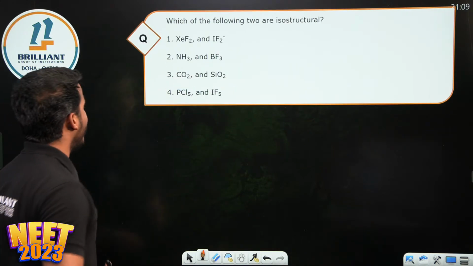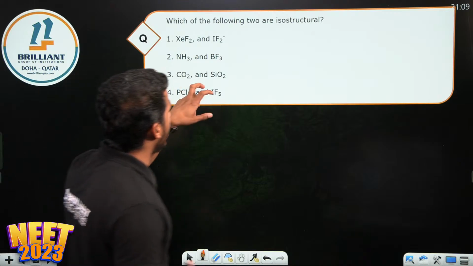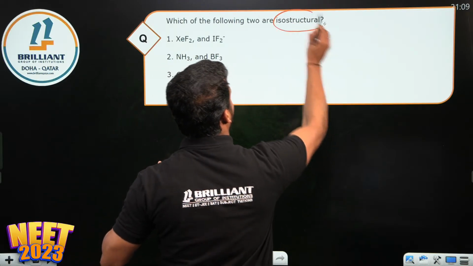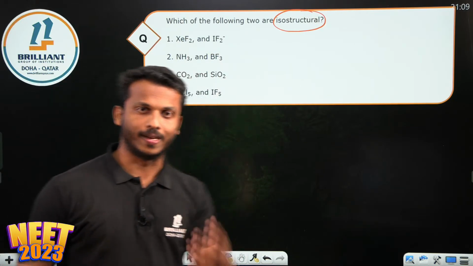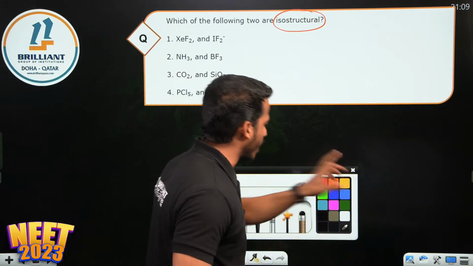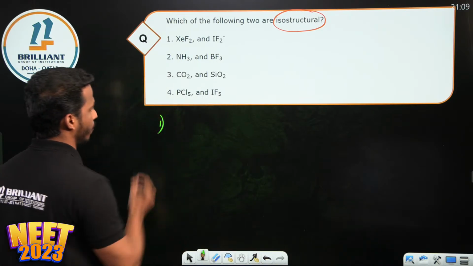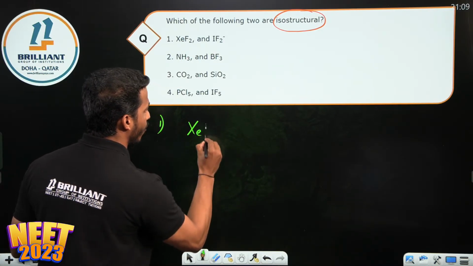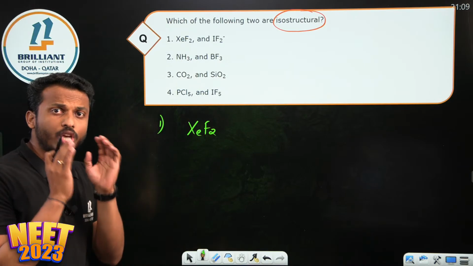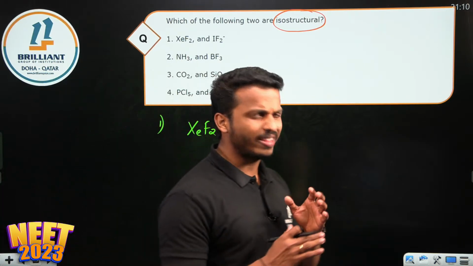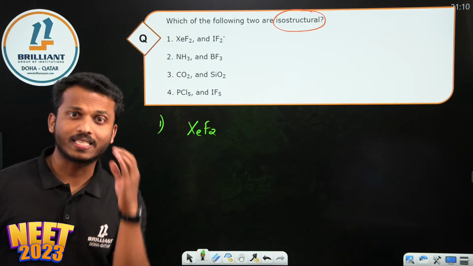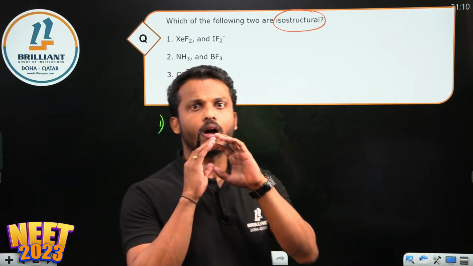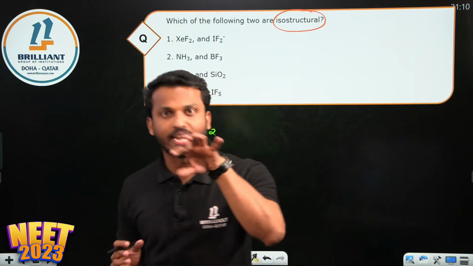Yes, good. Next one. Which of the following two are isostructural? Means which of the following pairs have the same structure? Can you say, dear all? First compound, XeF2. You just check, dear all. You don't need to calculate the entire thing if they're asking isostructural or not. Just calculate their bond pairs and lone pairs on the central atom.